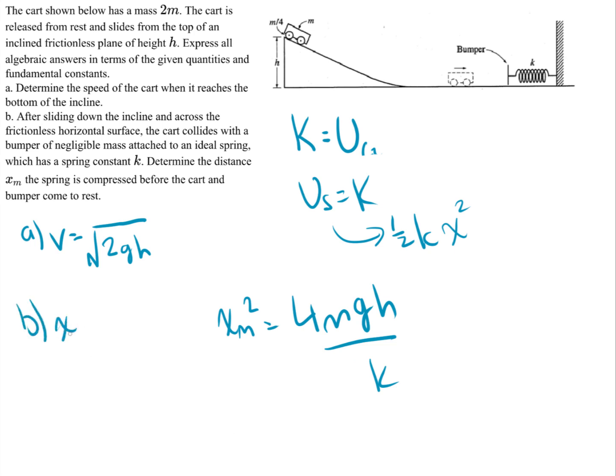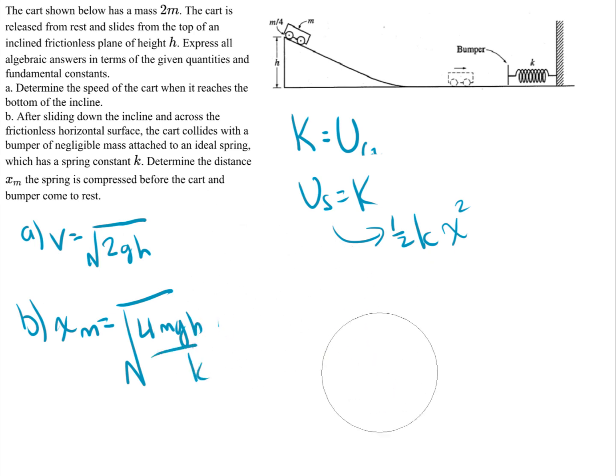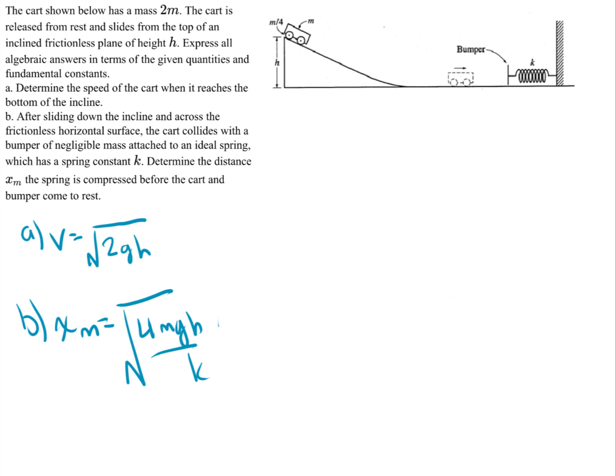So the distance that the spring is compressed, I'm going to write it over here, is equal to the square root of this whole thing, the square root of 4mgh divided by k. And of course you could simplify it further, but this will do for now. And again, it's given in terms of the constants that are given to us. So its mass, its height, and the spring constant k, and the fundamental constant, which is the gravitational acceleration here. And this is how you would solve this problem here.